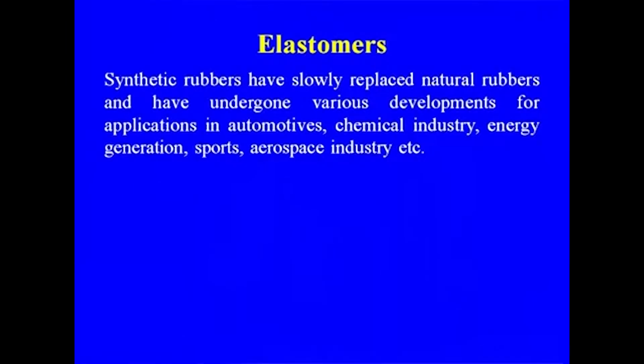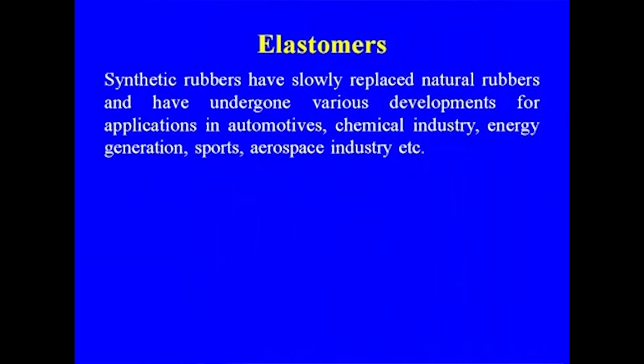Now, let us discuss synthetic rubber. Synthetic rubbers have slowly replaced natural rubbers and have undergone various developments for application in automotives and the chemical industry, because automotive is one of the major consumers of rubber. In the chemical industry, we use rubber lining of the equipment. In various other applications and appliances we also use rubber goods. Energy generation, sports, aerospace industry, these are all where we are using synthetic rubber in some form.